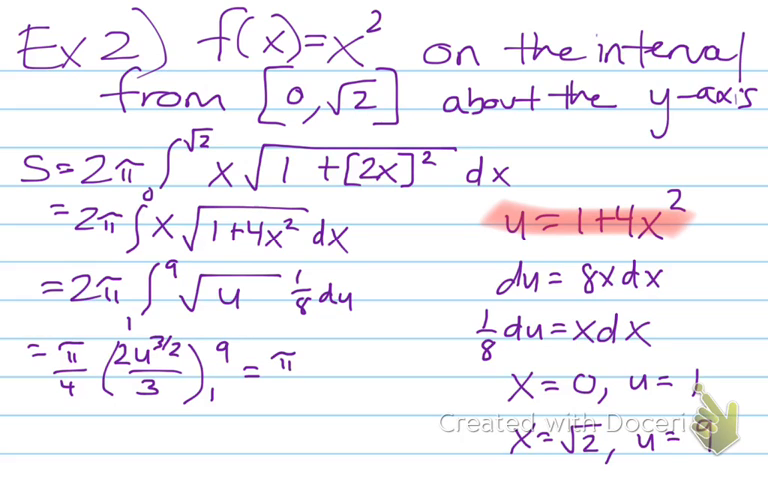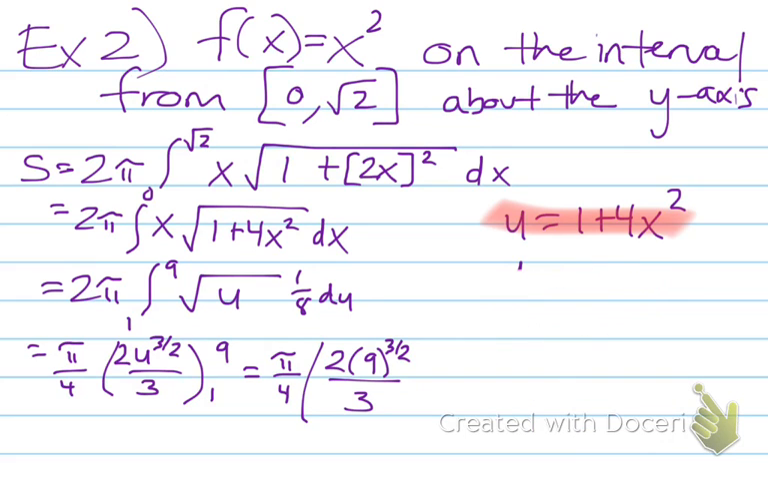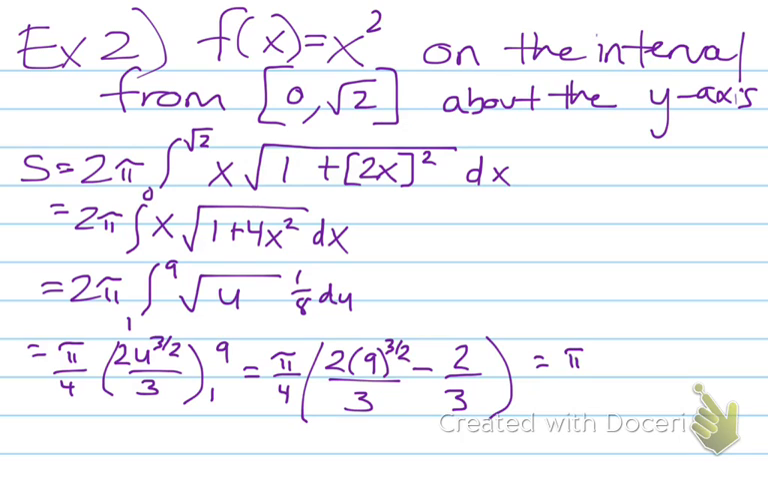If I plug in 9, I get pi over 4 times 2, 9 to the 3 halves over 3. I'm going to erase some of this stuff over here. Minus f of b minus f of a. If I plug in 1, I just get 2 over 3. So if you simplify that a little bit, you get pi over 4 times 9 to the 3 halves. The square root of 9 is 3, 3 cubed is 27, so I have 2 times 27 over 3. The 27 over 3 simplifies to 9, so I have 2 times 9. That makes 18 minus 2/3.